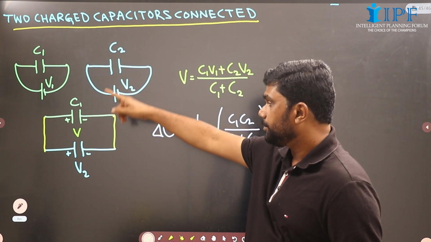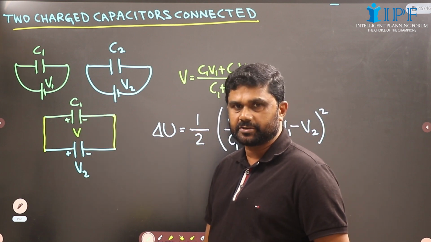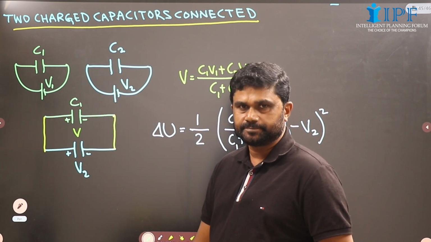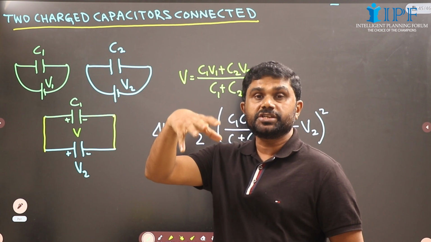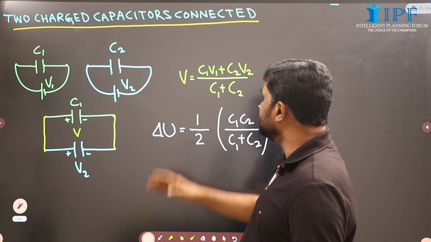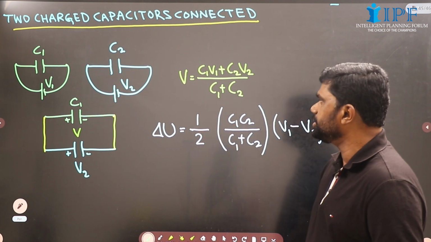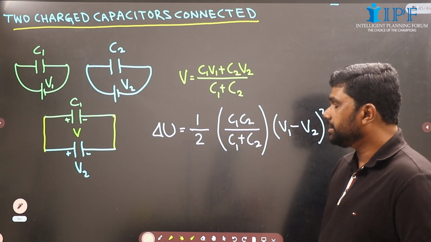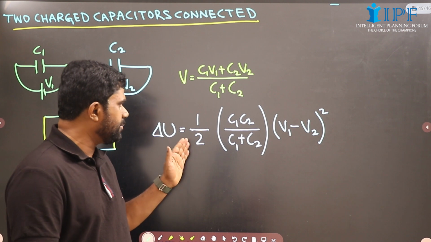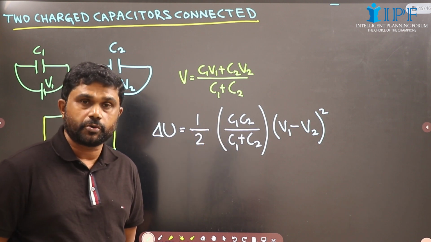The positive plate of the first capacitor is connected to the positive plate of the second, and the negative plate of one is connected to the negative plate of the other. So these two capacitors will attain a common voltage given by V equal to C1 V1 plus C2 V2 over C1 plus C2. There will definitely be some energy loss, and that energy loss is given by half C1 C2 by C1 plus C2 into V1 minus V2 whole square.